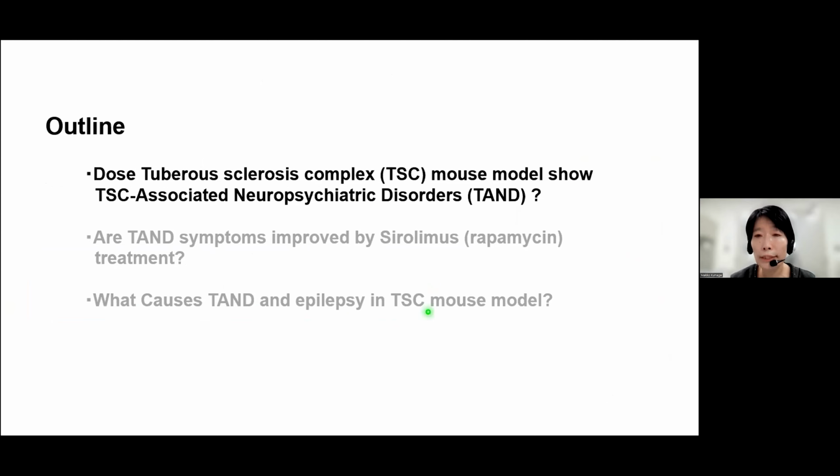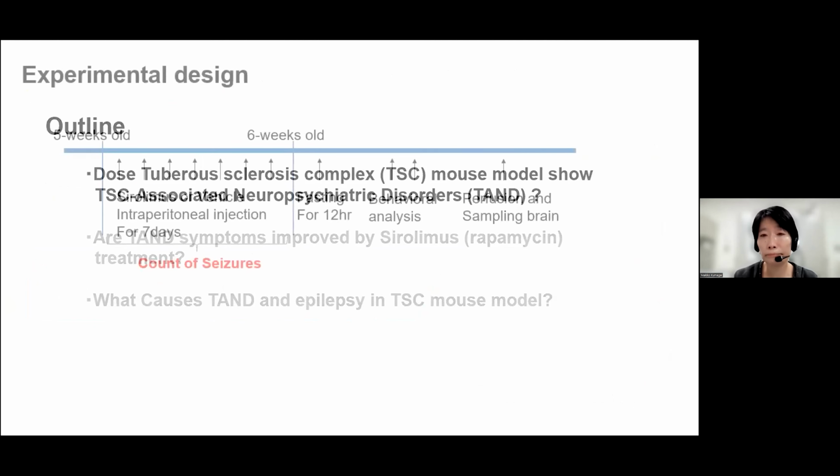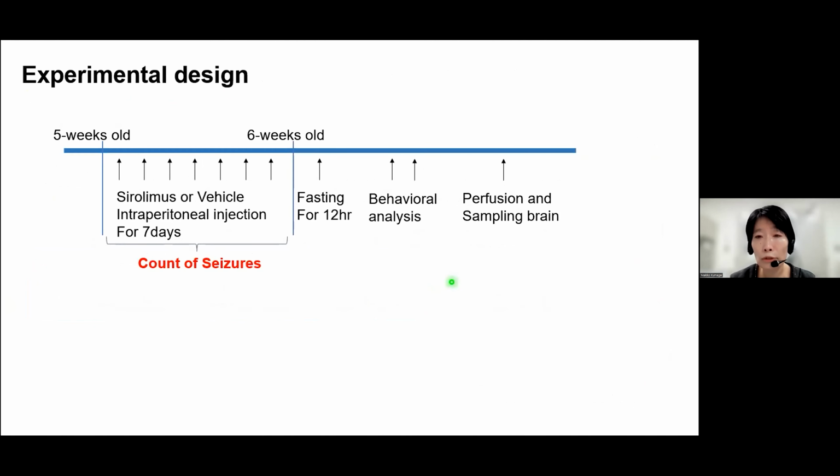First, we analyzed whether these TSC2 cKO mice have the same phenotypes as TAND. First of all, we investigated seizures in more detail. During 5 to 6 weeks of age, we injected mice with Sirolimus or vehicle for 7 days, and we counted seizures in these mice treated with Sirolimus or vehicle.